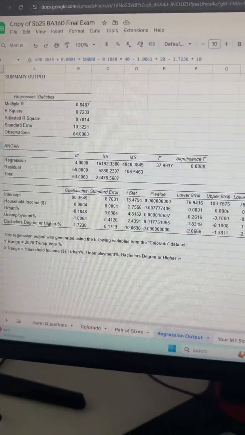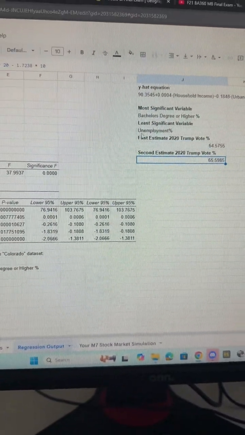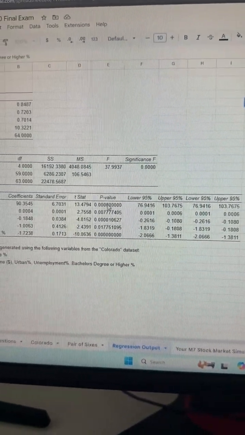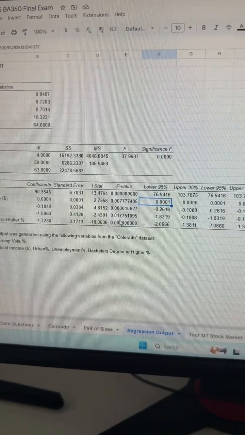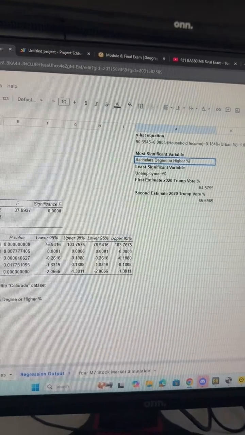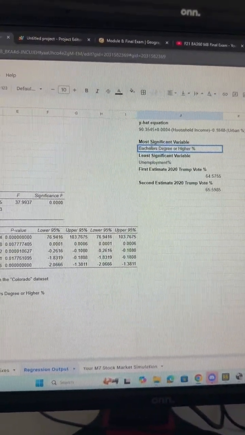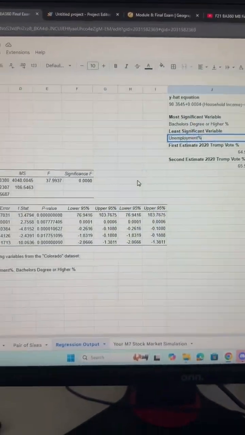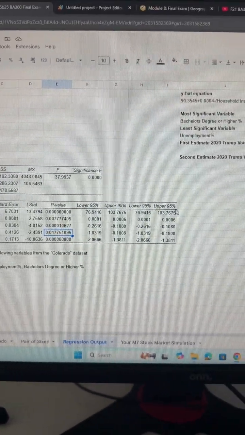The next question was, what independent variable is most significant? It is the bachelor's degree or higher percentage, given that its p-value is the lowest. Having a lower p-value shows more significance than having a higher p-value. So finding the lowest p-value will give the most significant variable. The least significant variable would be unemployment, which is at 0.017.